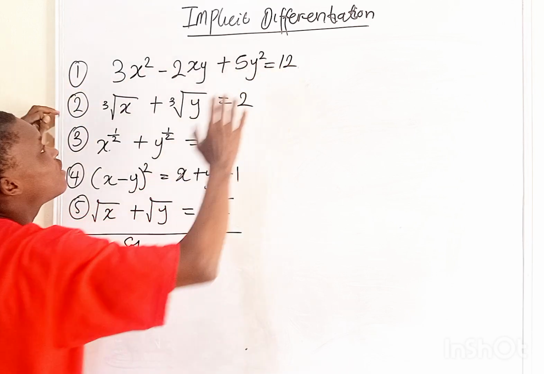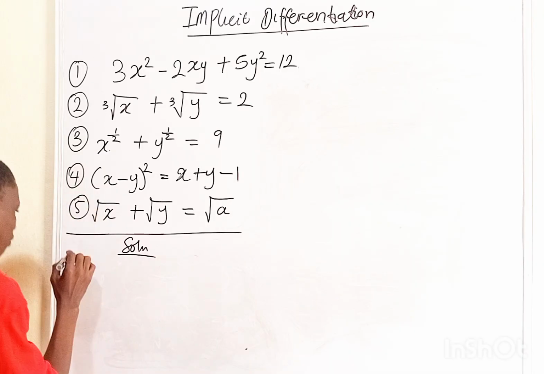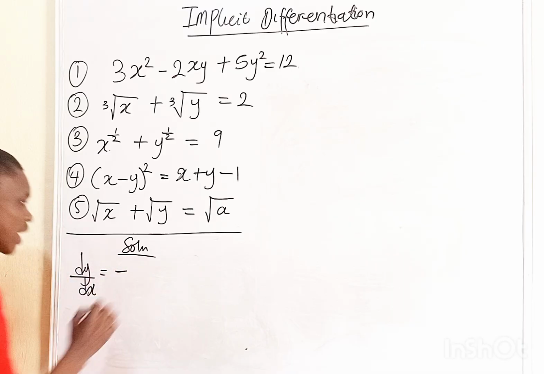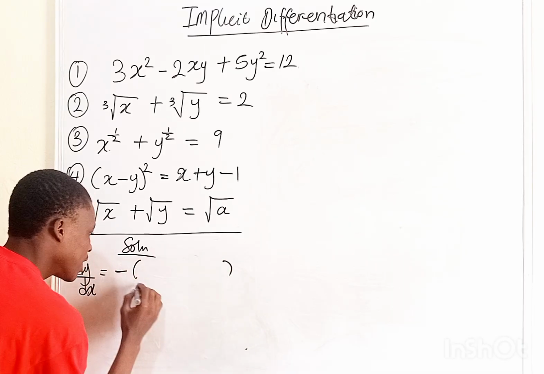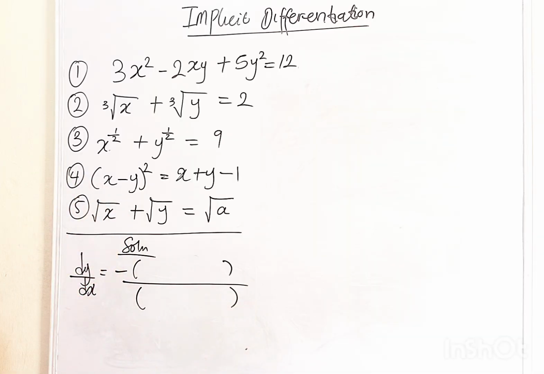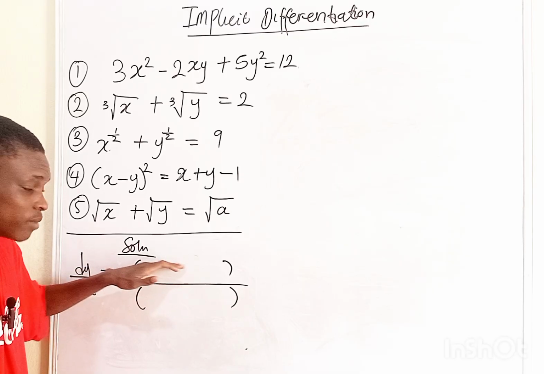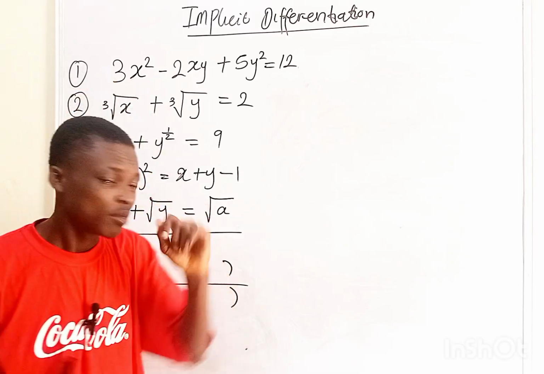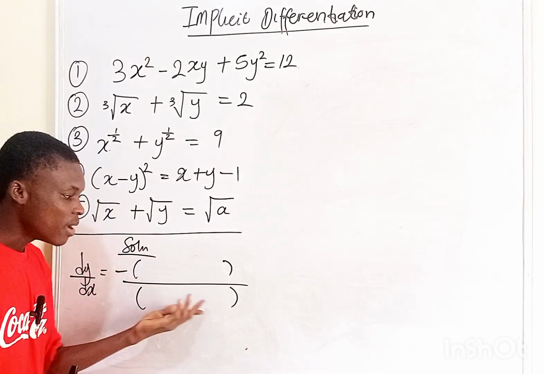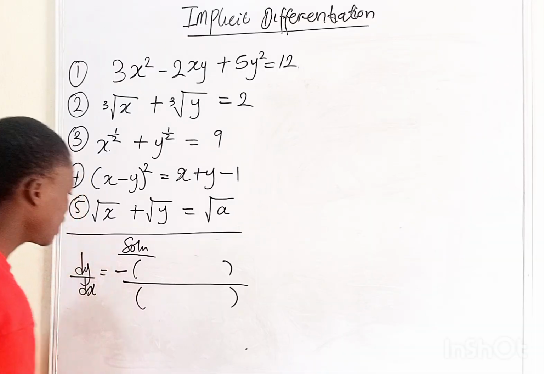First of all, let's differentiate this. This is what you have to do. First of all, put dy over dx, put your equality sign, put a negative sign, put two brackets like this, and another bracket here, making a denominator. This numerator is for differentiating the x term, while this denominator is just for the y term. All right, so let's go.